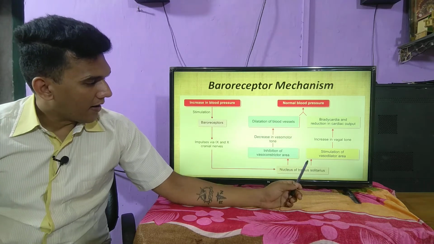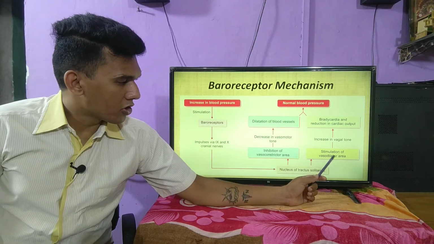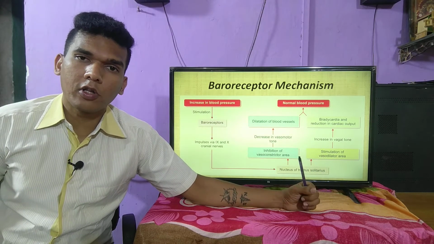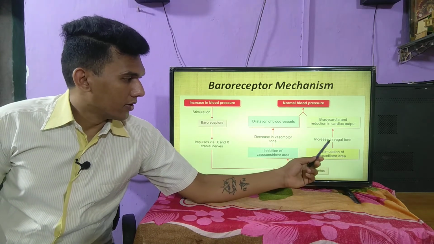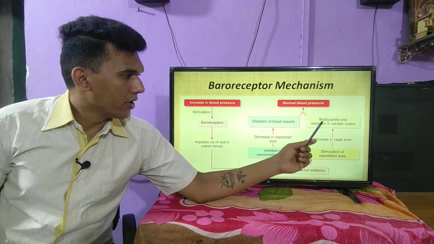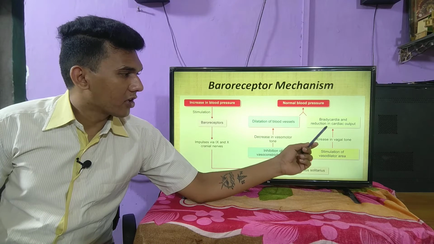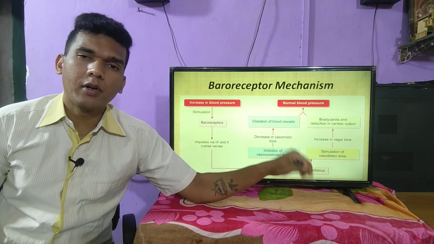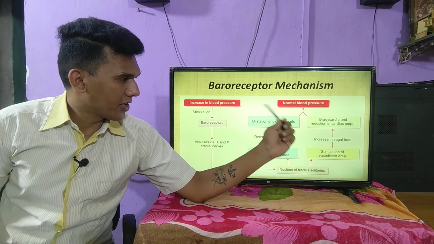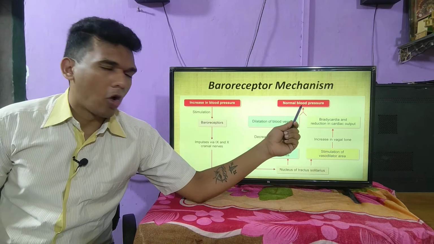normal range. At the same time, there is a stimulation of the vasodilator area, meaning there is an area in the brain which is responsible for the vasodilatation. So there will be an increase in the vagal tone, and because of that there will be an increase in bradycardia and reduction of cardiac output. So heart rate will get slow and there will be decreased cardiac output, and ultimately blood pressure will decrease and come to the normal blood pressure.